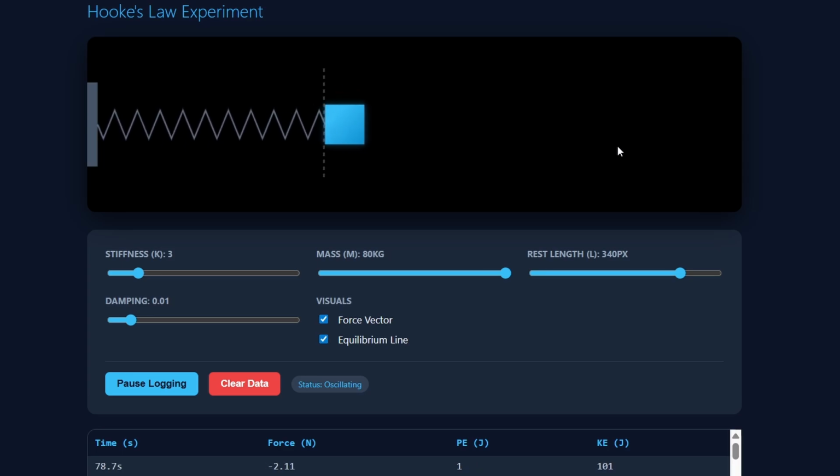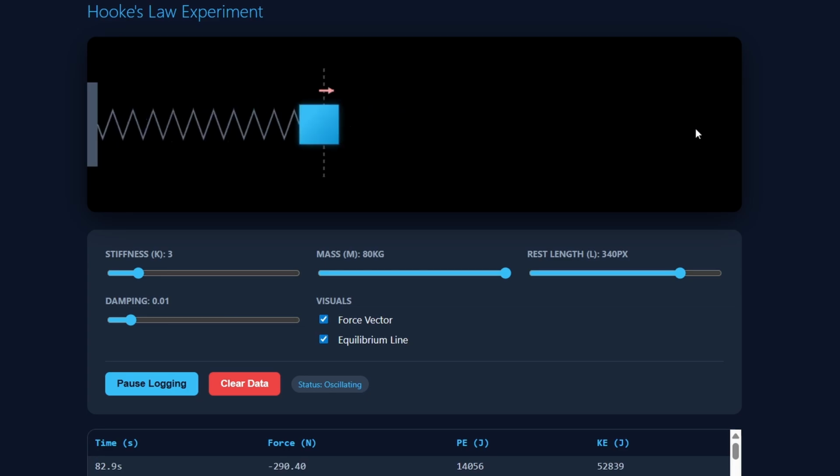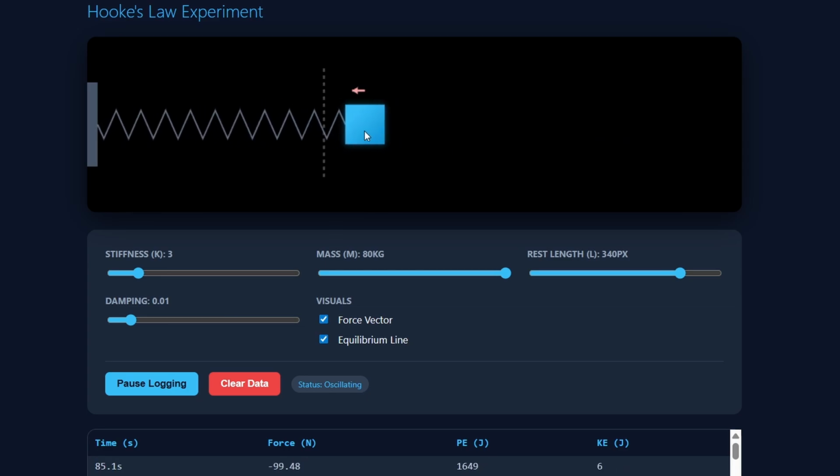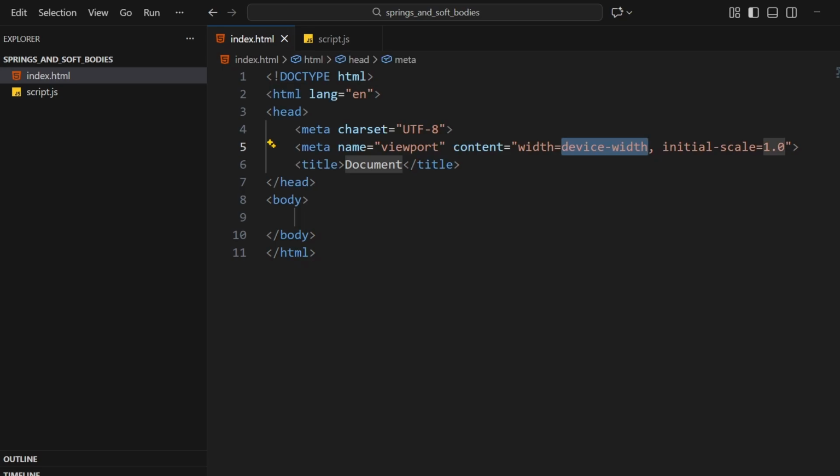By applying this logic to our code, we can create constraints, rules that keep our particles tethered to a specific point or to each other. Back in VS Code, we are using our standard Emmet shortcuts to prep the canvas.